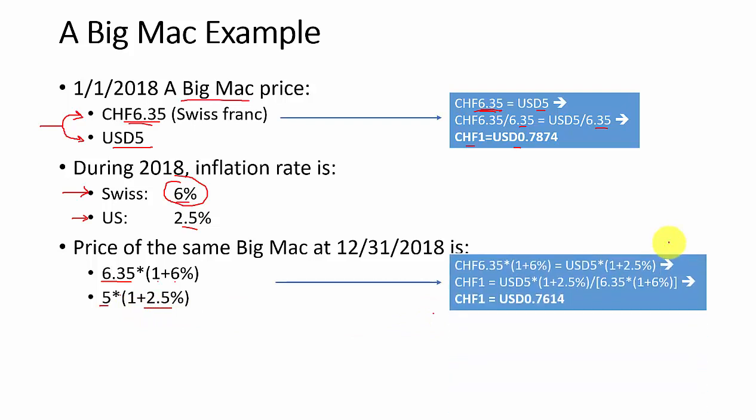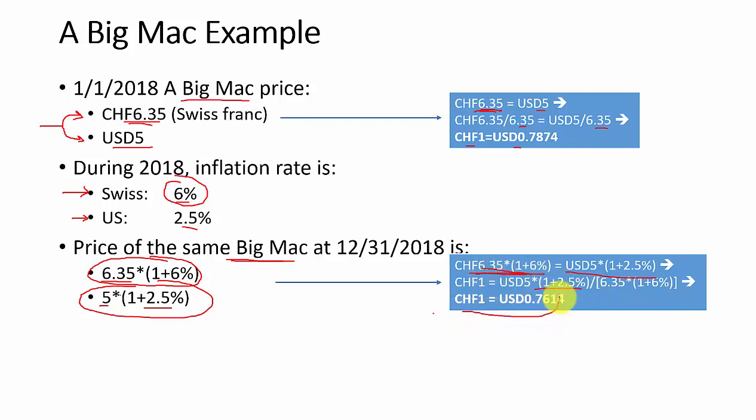And therefore we have a new equation because it is the same price for the Big Mac. I mean the price for the same Big Mac, right? So this amount should be the same as that amount. And yes, they are in two different currencies, as you can see here. Okay? So now you can do the math, and you can divide both sides by this whole factor, 6.35 times 1 plus 6%. So on the right hand side, it will be 1. On the left hand side, it will be $5 times 1 plus 2.5% divided by the whole thing here.